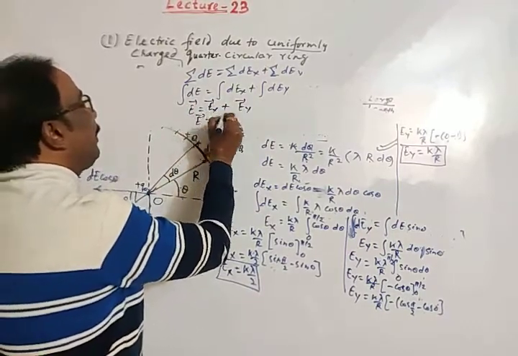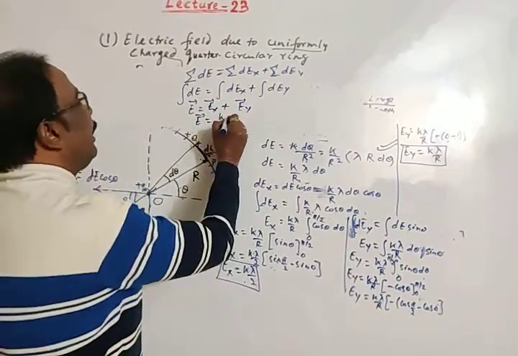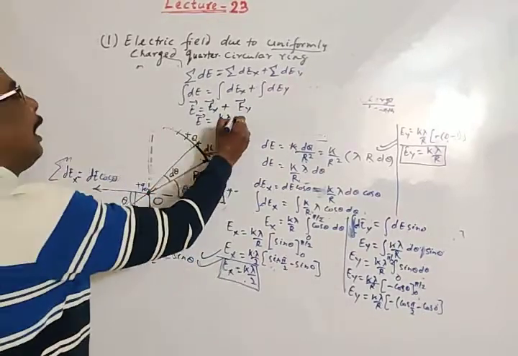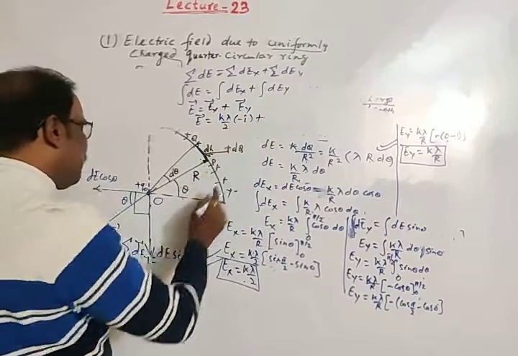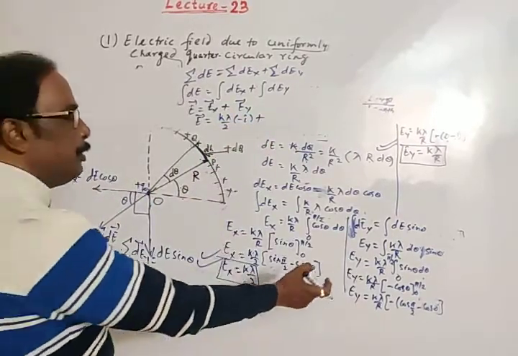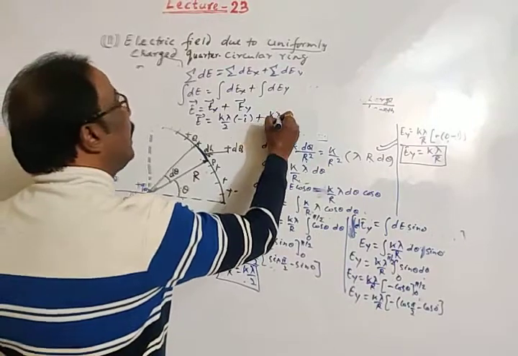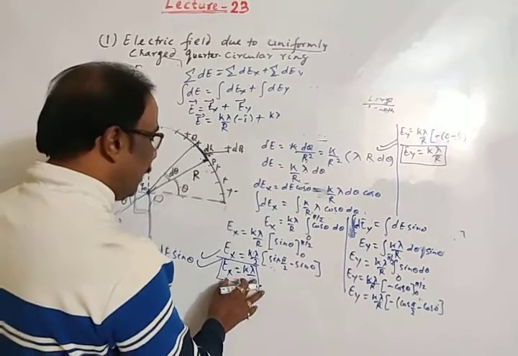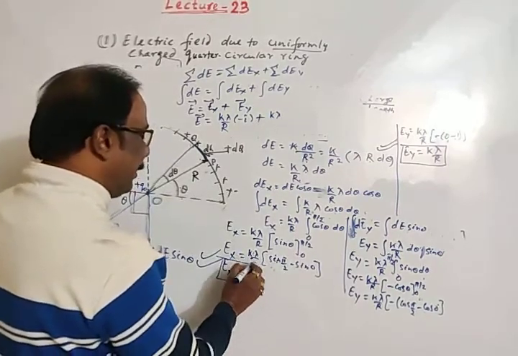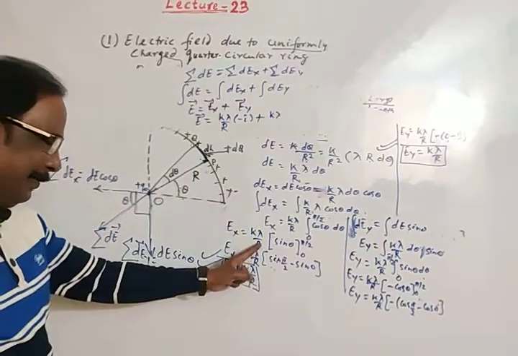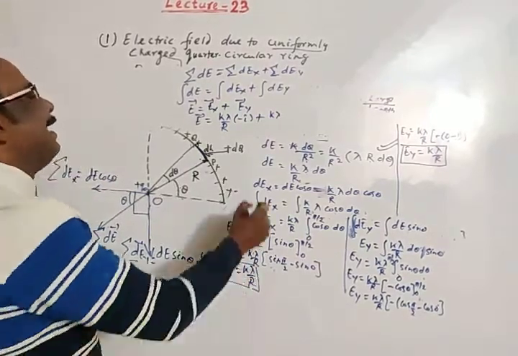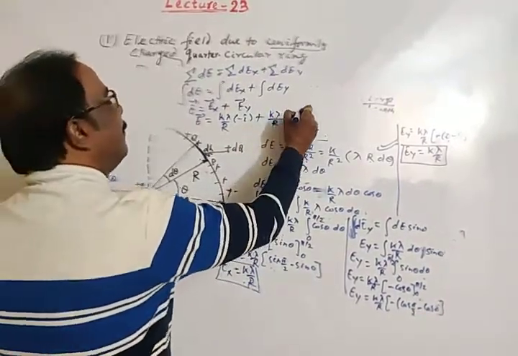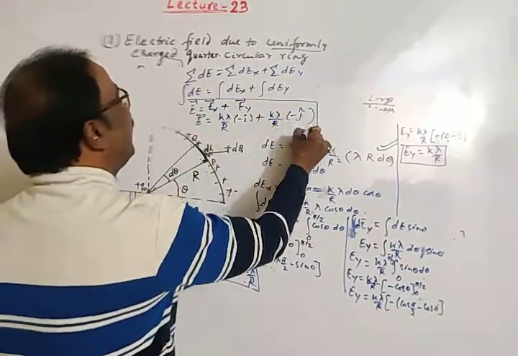So the electric field vector is Ex, k lambda by r. The direction is along the negative x-axis, so I may take minus i cap, plus Ey along the negative y-axis. Ey is also k lambda by r. Printing error: this is r, this is r, this is r. And k lambda by r is along the negative y-axis, so I may take minus j cap. This is in vector form.